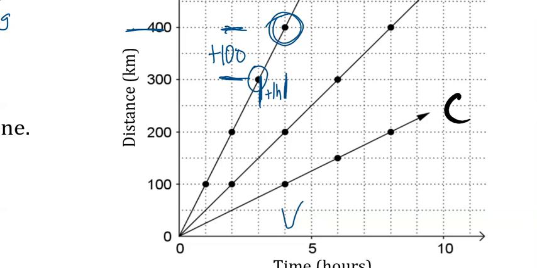If I look at this point, it's 300 kilometers in 3 hours, 200 kilometers in 2 hours, 100 kilometers in 1 hour. They're all the same rate, and it would just depend on which points you chose how your calculation would actually go. Any questions on that so far? Okay, try B.